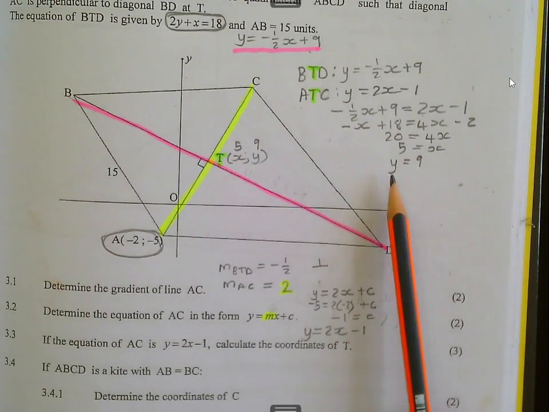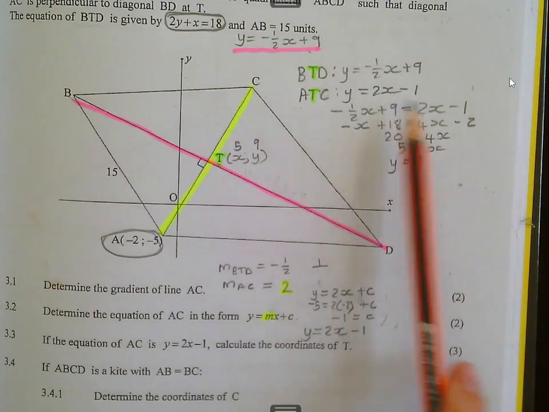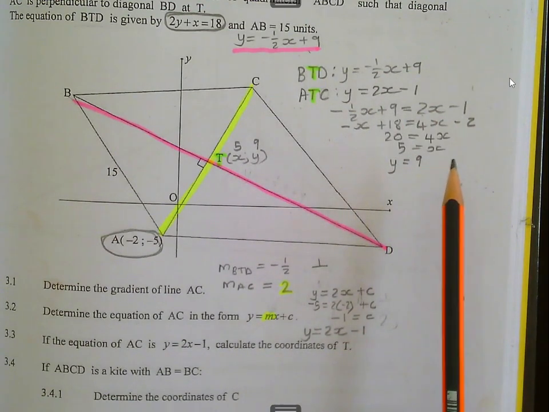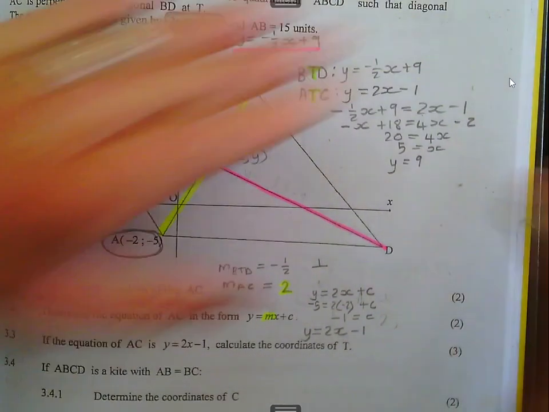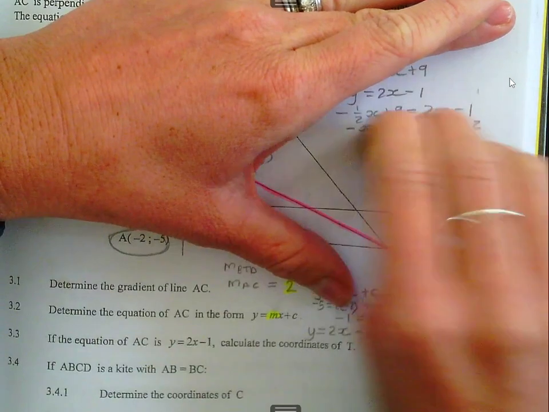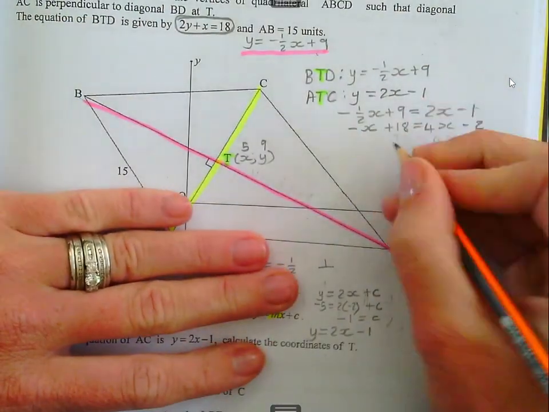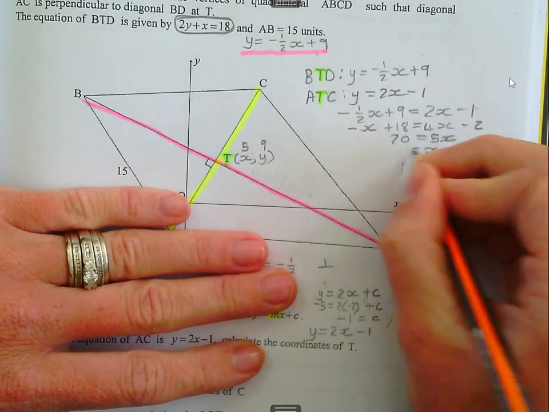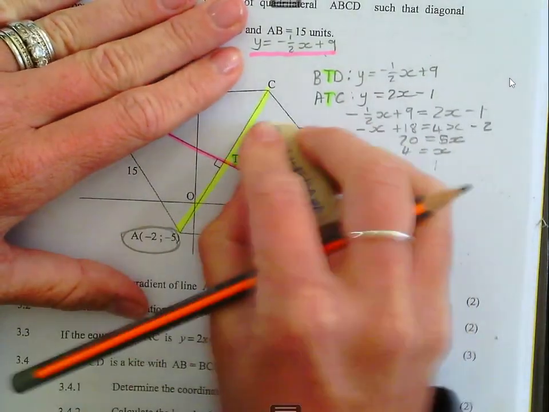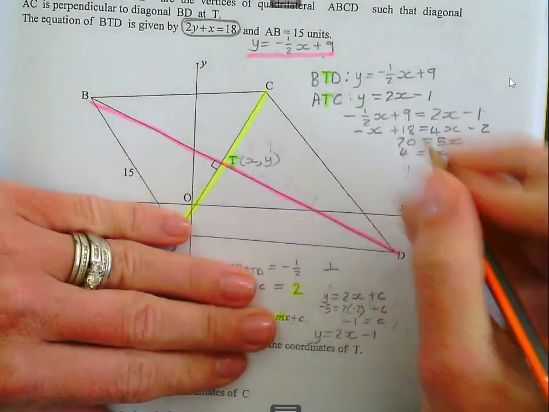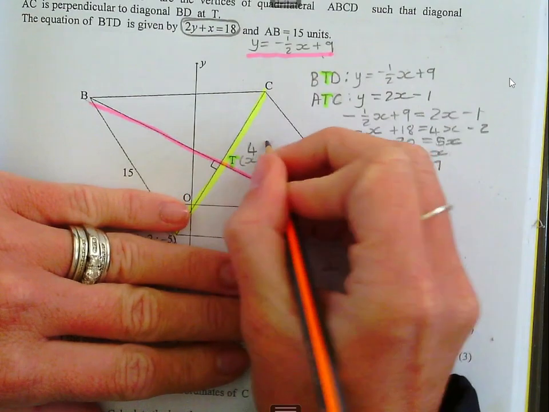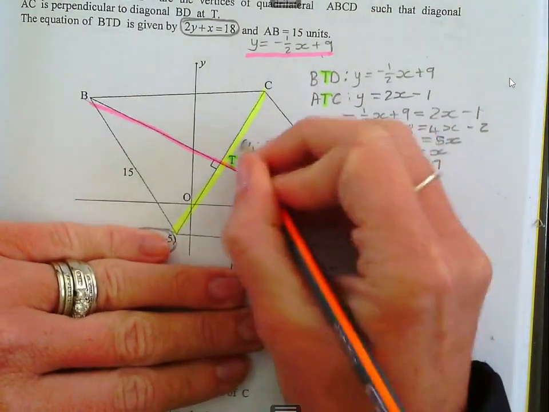Did I make a mistake now? Yes. Where? Oh, sorry, this, yeah, thank you. This one gives me, sorry, this is 20 equal to 5x. And then x is equal to 4. And then when x is equal to 4, it's 2 times 8 minus 1, and therefore y is equal to 7. Sorry. And then it's 4 and 7, which is the coordinate of T.